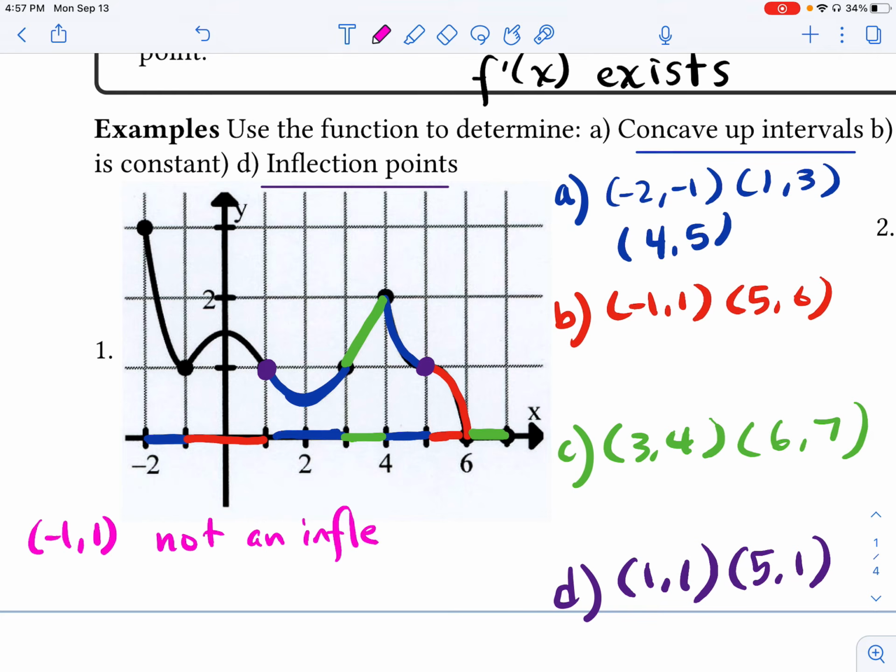And we learned about these sharp turns as being non-differentiable points. So we are not going to include that as a possible inflection point. There's no tangent line that you can draw there. No tangent line at this point.